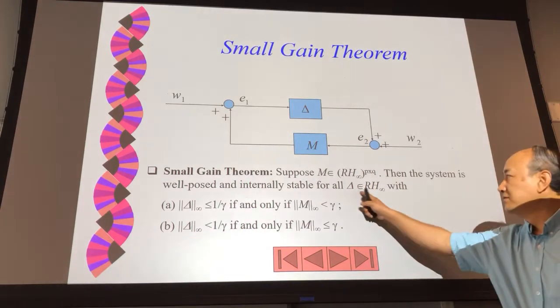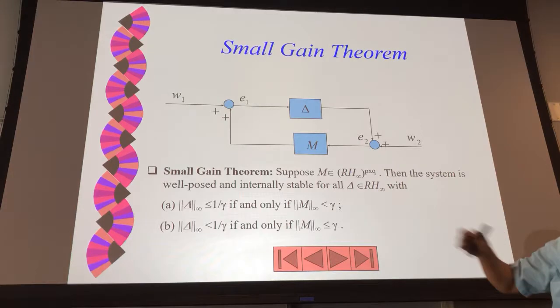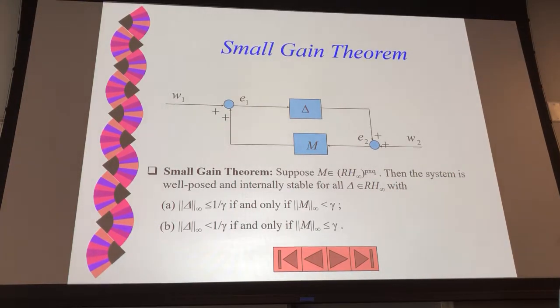This one. Meaning, when we say small gain theorem, we basically need to make sure the two parties are both RH infinity. But you may say, wait a minute, my system is open loop unstable. I cannot do much about it. So then you should not use that small gain theorem here because we are violating this. Okay? You cannot do that.